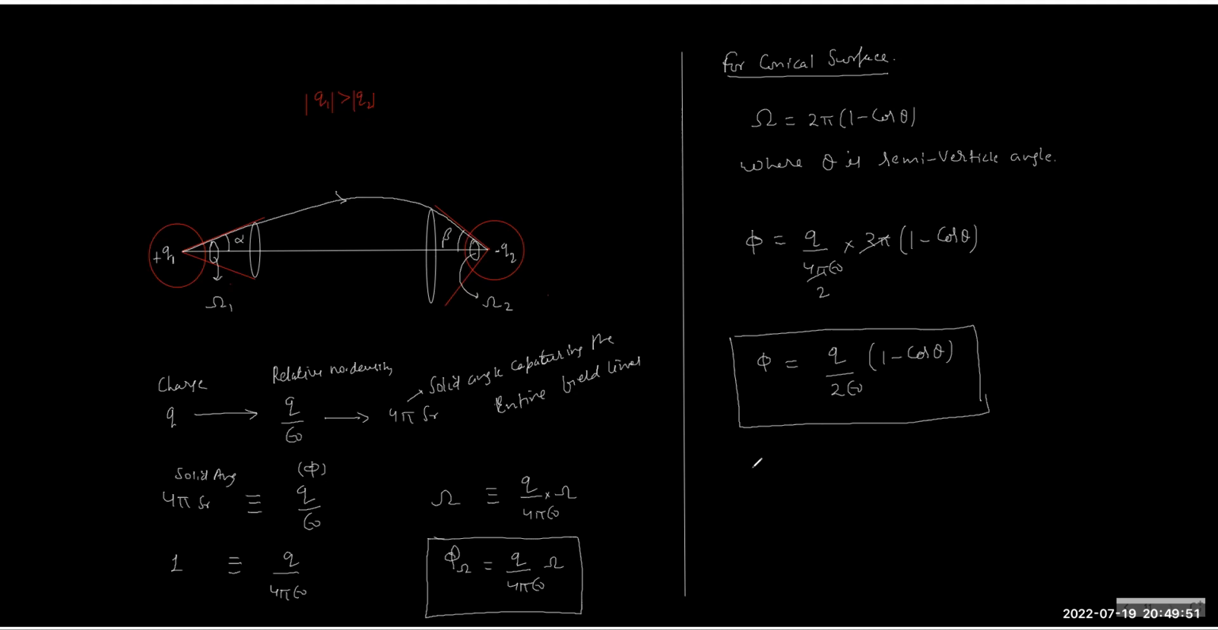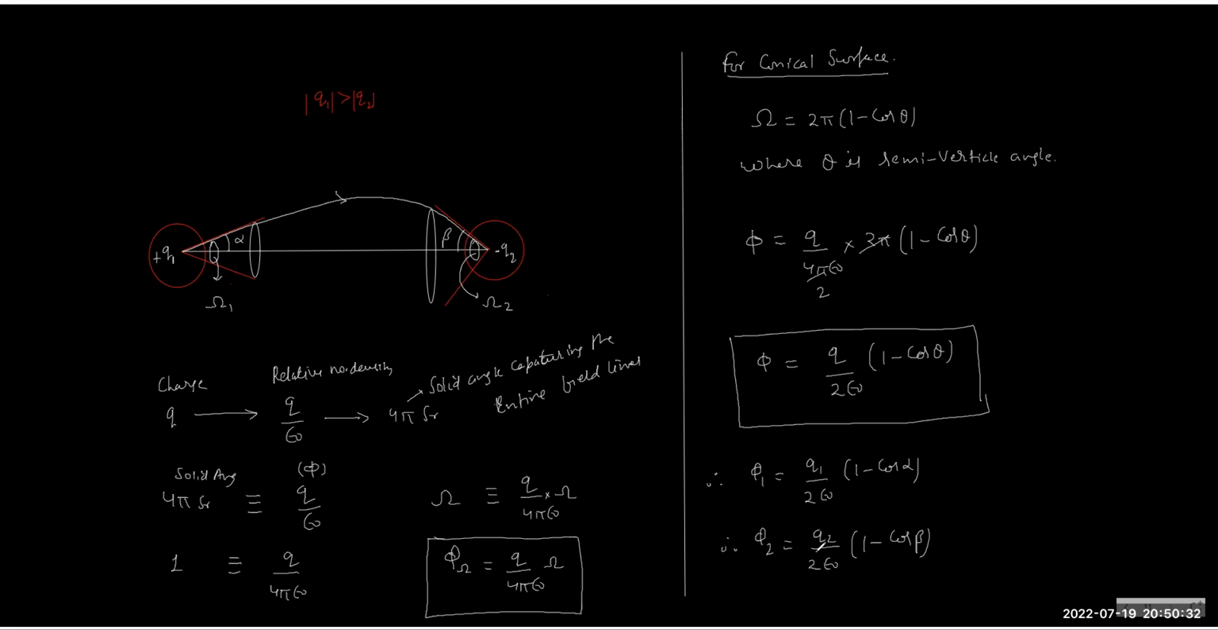So now knowing this formula, can we say phi 1 equals Q1 by 2 epsilon naught into 1 minus cos alpha? Yes or no? Yeah. And phi 2 equals Q2 by 2 epsilon naught, we are writing the value only, 1 minus cos beta. Can we write, yes or no? Can we write, guys? Tell me. Yes, sir.